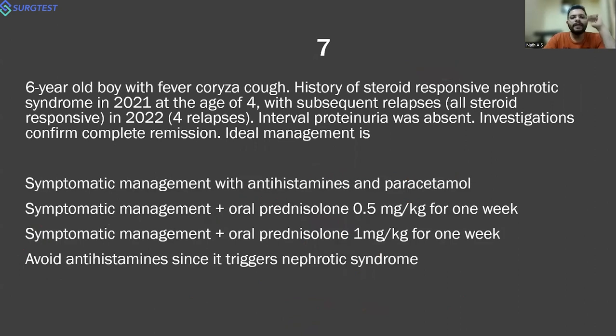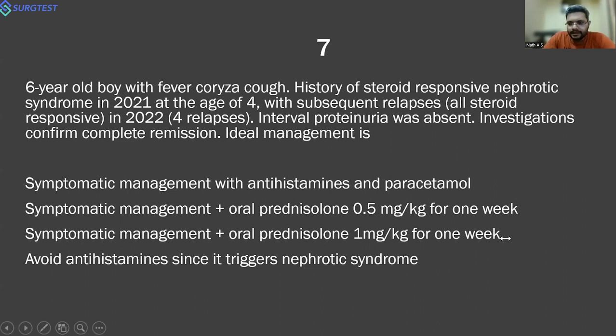Okay. Seventh question: a 6-year-old boy with fever, coryza, and cough. History of steroid responsive nephrotic syndrome in 2021 at the age of 4, with subsequent relapses in 2022. 4 relapses. Interval proteinuria was absent. Investigations confirm complete remission. What is the ideal management?